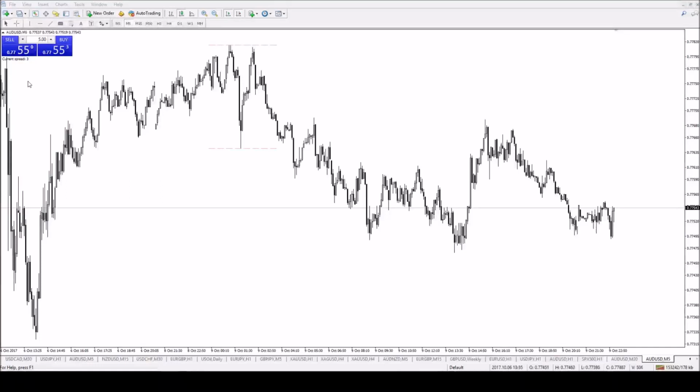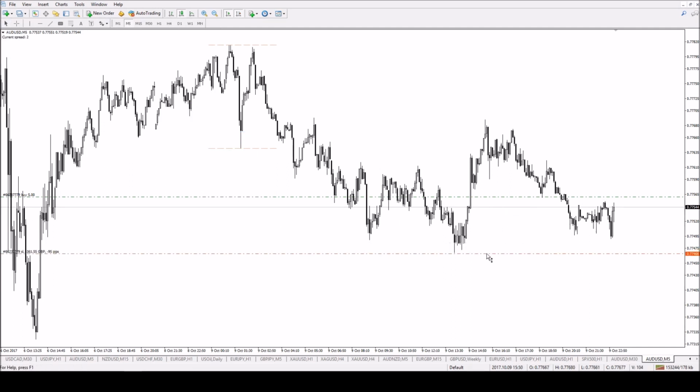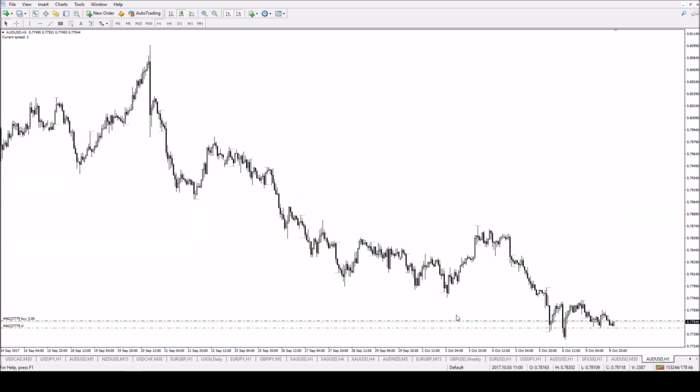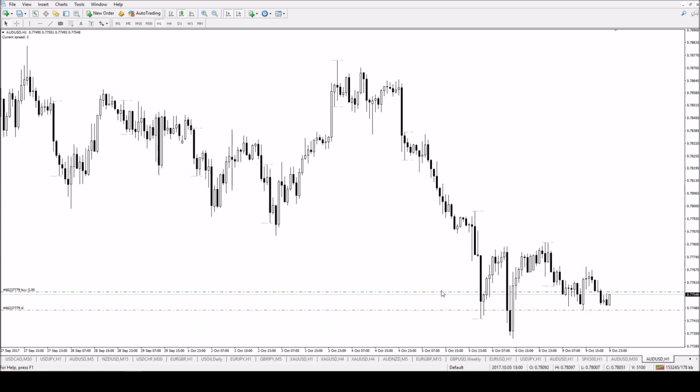Strategies. I'm going to take a long on Aussie dollar, and I'll explain my thought process behind it. So here's my stop, and here's my target. It's a 9.3 pip stop, or 9 pip stop, and a 100 pip target. Okay, it's to 11 all.